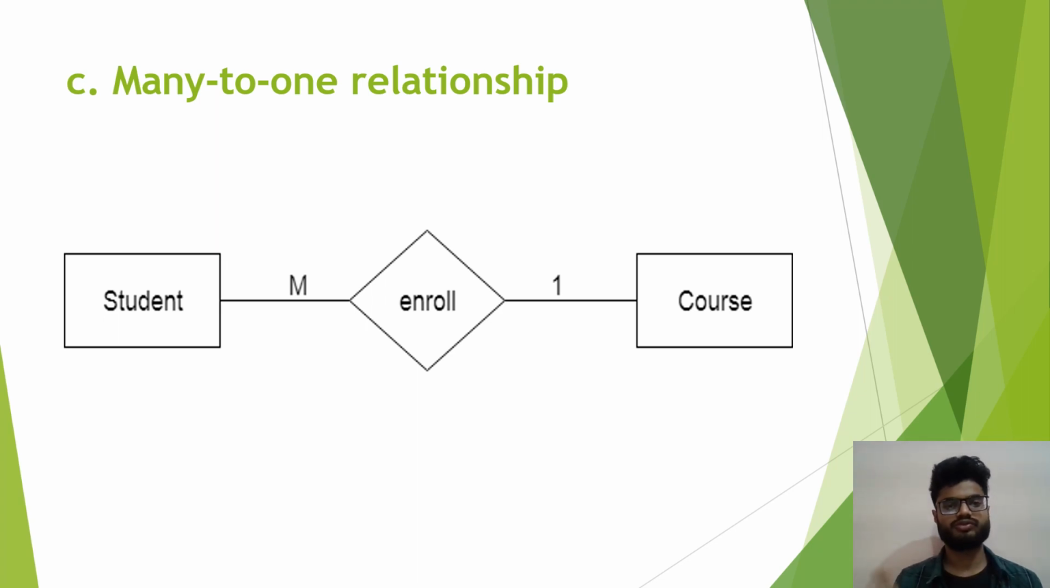The many-to-one relation is just the vice versa of one-to-many. One student can enroll in only one course. Like we, students of computer science engineering, have enrolled in only one course. But the computer science engineering course can contain many students; many students are enrolled in that course.